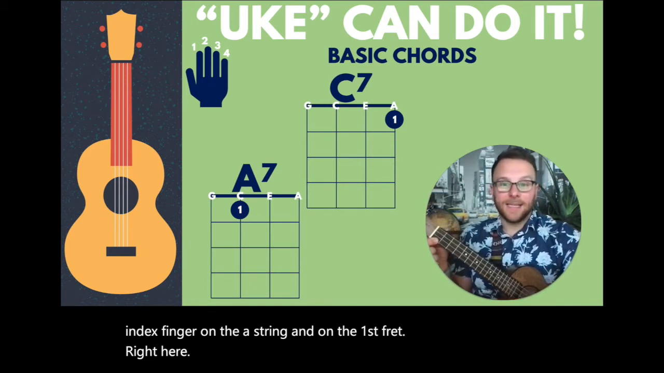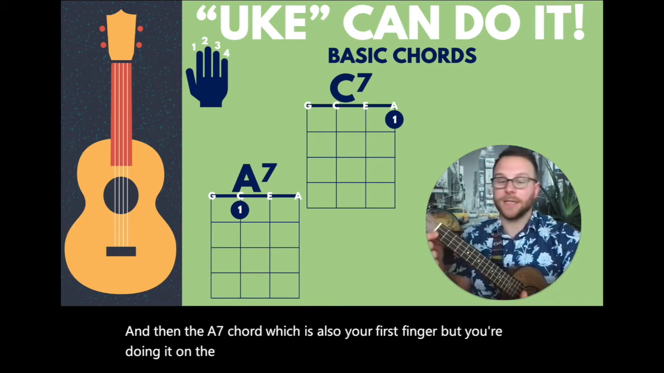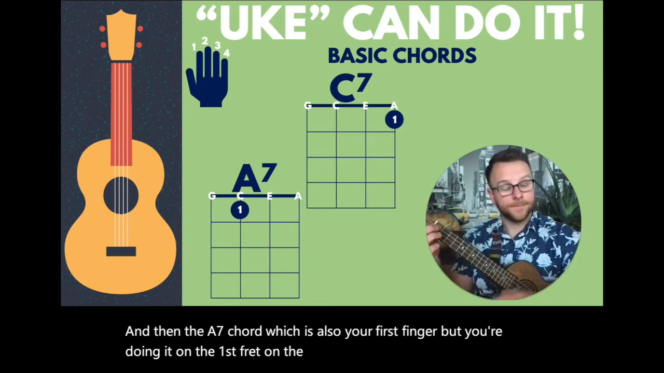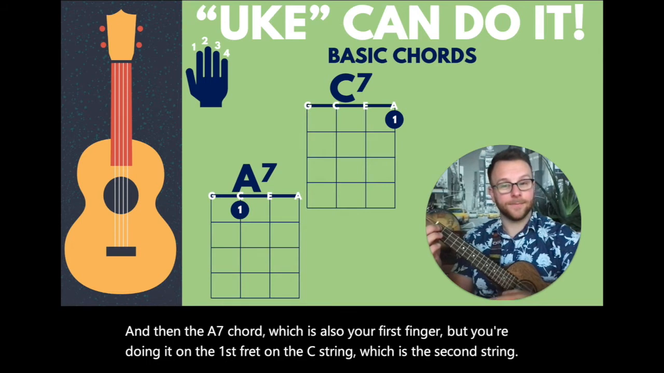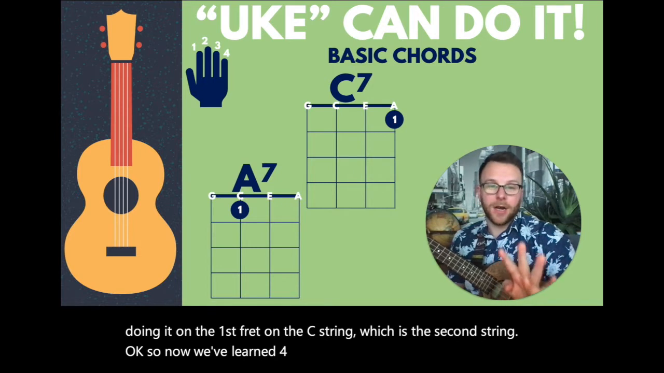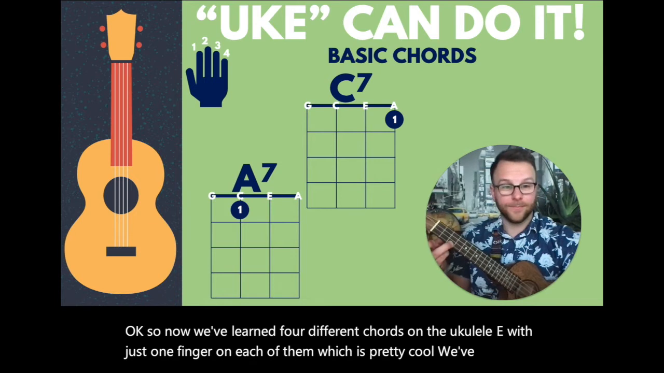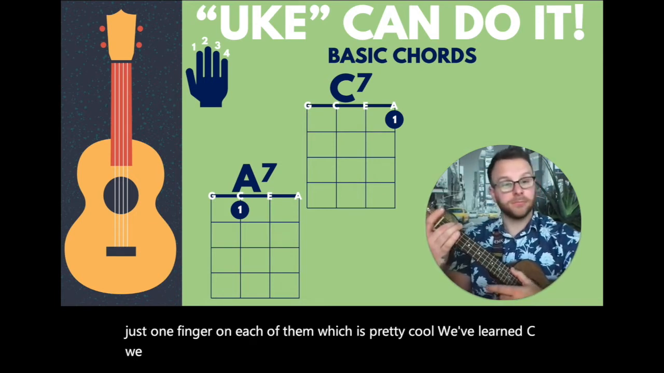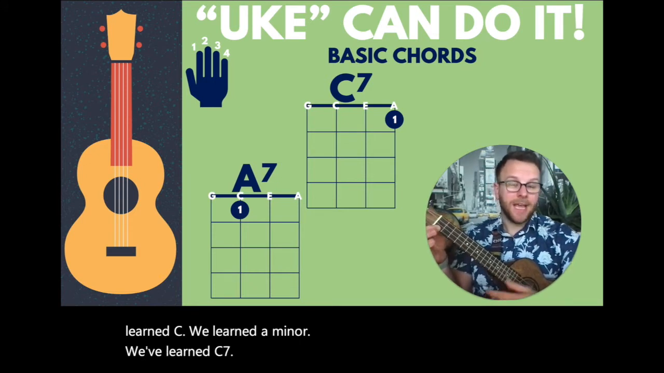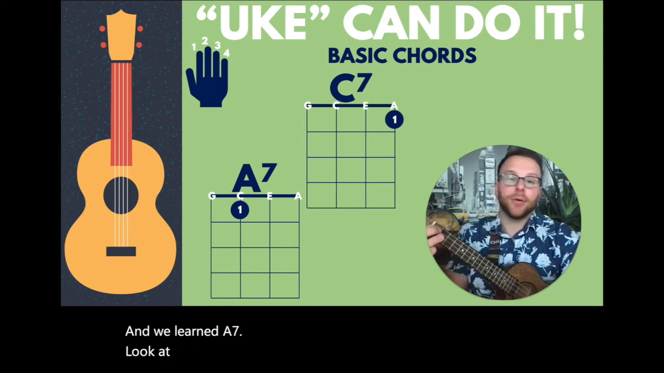And then the A7 chord, which is also your first finger, but you're doing it on the 1st fret on the C string, which is the 2nd string. Okay, so now we've learned 4 different chords on the ukulele with just one finger on each of them, which is pretty cool. We've learned C, we learned A minor, we've learned C7, and we learned A7. Look at us. We're basically pros so far.